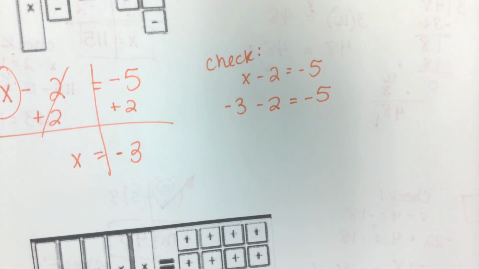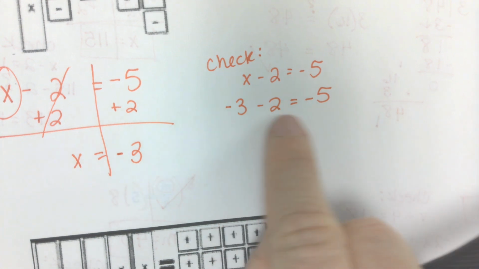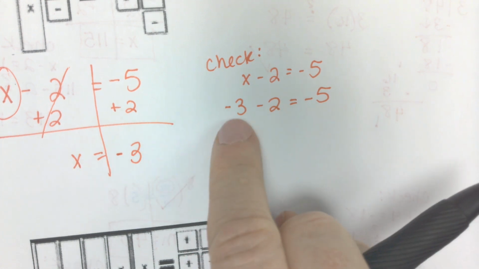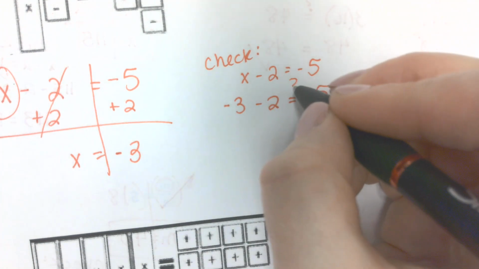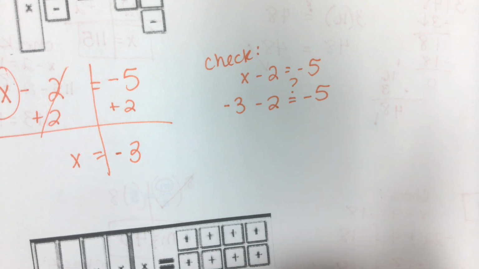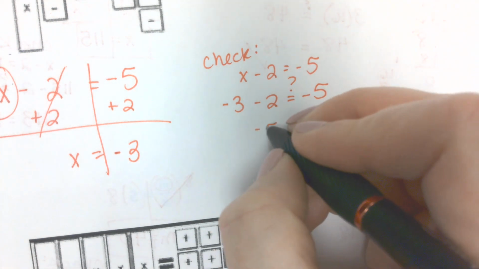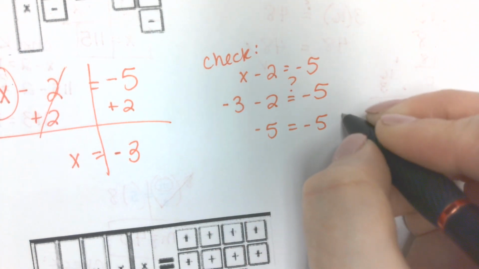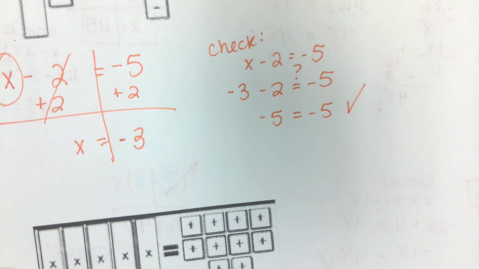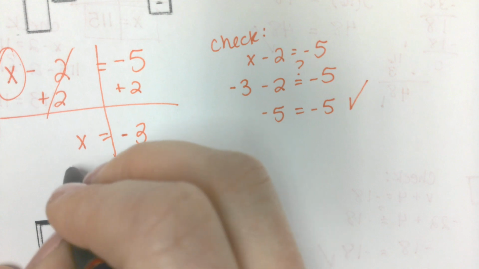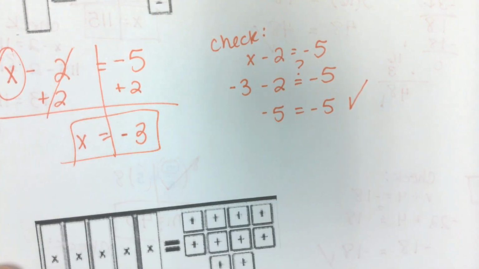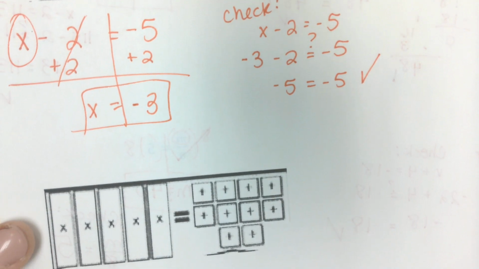So let's check our answer. Negative 3 minus 2 equals negative 5. So these are both negatives. I owe somebody $3. I borrow $2 more. I owe somebody $5, so negative 5. We're good.